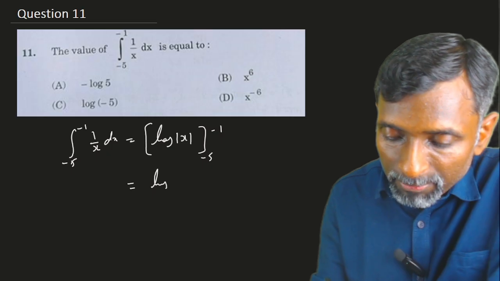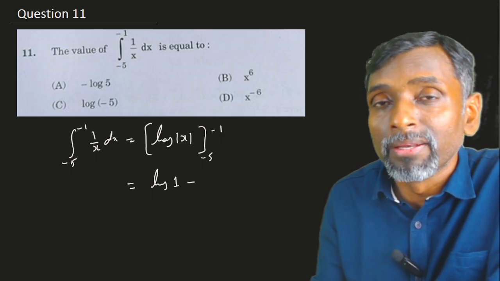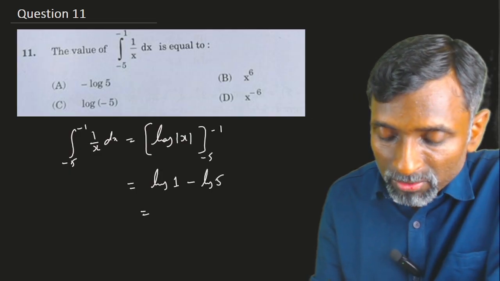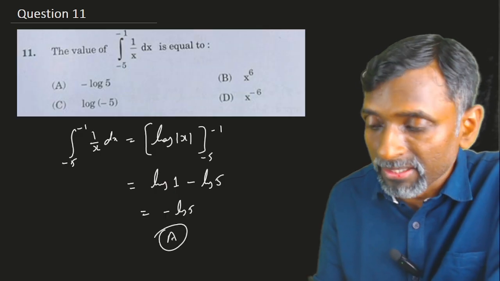So if we are substituting the upper limit, it is log 1, because we are eliminating the negative sign because it is a modulus, minus log 5. So the answer is log 1 is 0, it is minus log 5. So we can say option A is the correct answer.